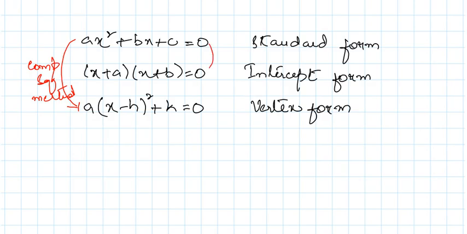To go to the intercept form, we just simply factorize, if possible, and get this form. We cannot go from intercept form to the vertex form. We cannot convert intercept form into the vertex form. We have to go back to the standard form and then we use the completing square method to change it to the vertex form. ठीक है जी?